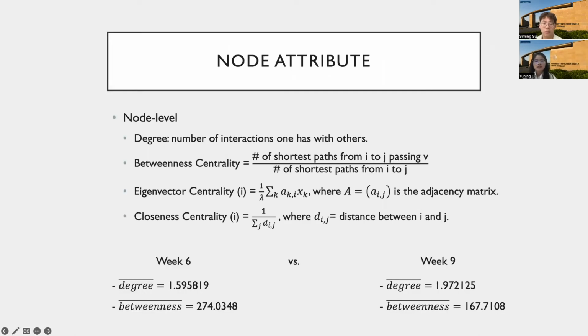The second perspective is node level measurements. First of all, degree of a node is the number of interactions the node has and can be thought of as a measure of popularity. Week 9 network has a higher average degree. Betweenness centrality focuses on whether nodes serve as bridges in the shortest path between two nodes. A higher betweenness indicates that the node has influence within a network. In our data, week 6 network has higher average betweenness. We also utilize eigenvector centrality and closeness centrality in our analysis.